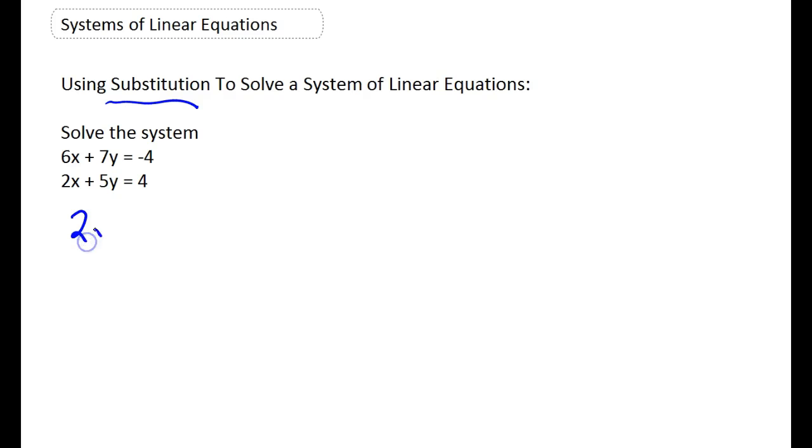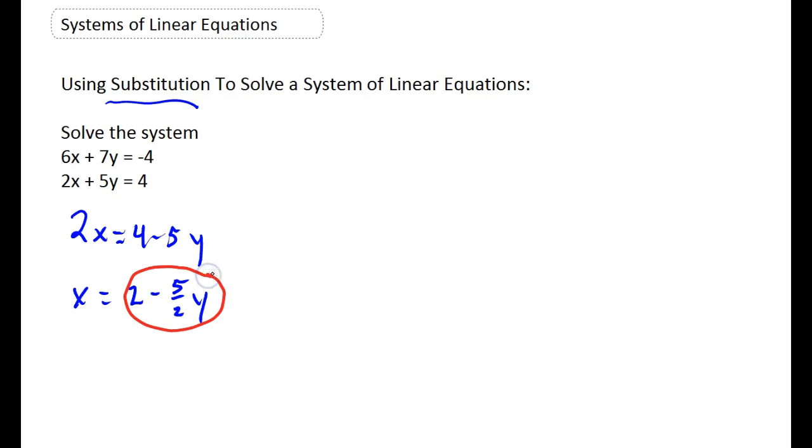So I'm going to subtract 5y from both sides, and then I'm going to divide by 2. And now I know what x is in terms of y. Now I'm going to take this, because it's equal to x, and I'm going to plug it into the other equation in place of x.